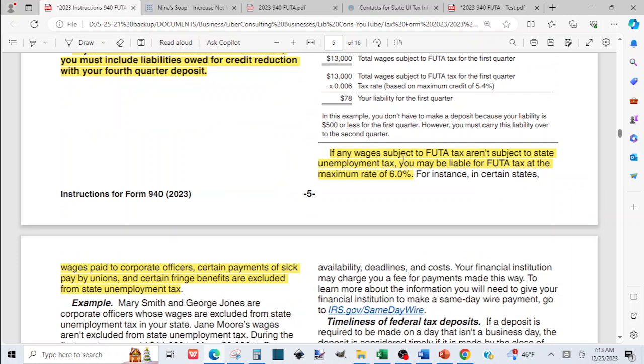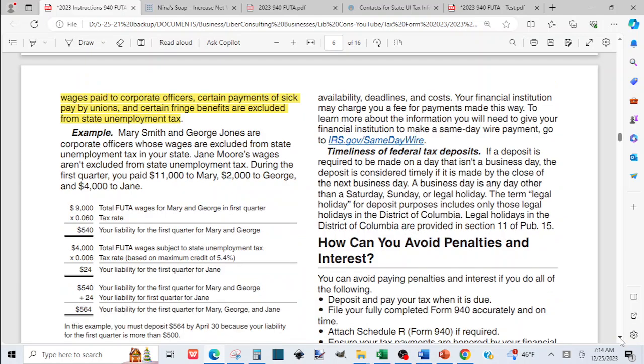If any wages subject to FUTA tax aren't subject to state unemployment tax, you may be liable for FUTA tax at the maximum rate of 6%. For instance, in certain states, wages paid to corporate officers, certain payment of sick pay by unions, and certain fringe benefits are excluded from state unemployment tax. And they have some examples on that as well.